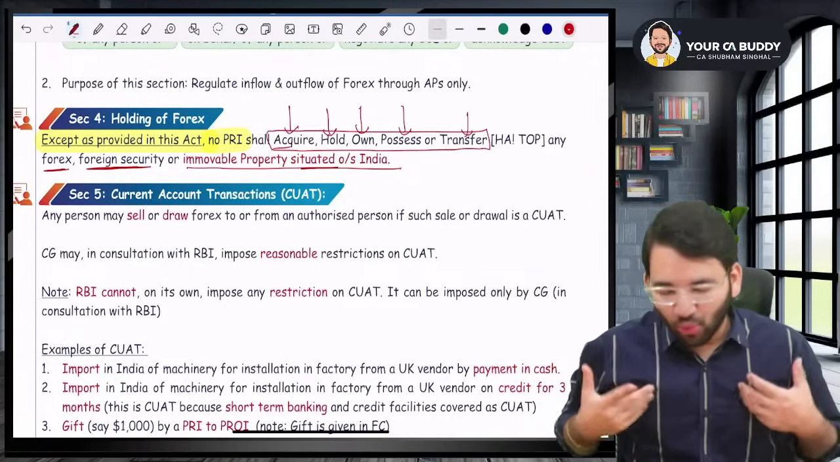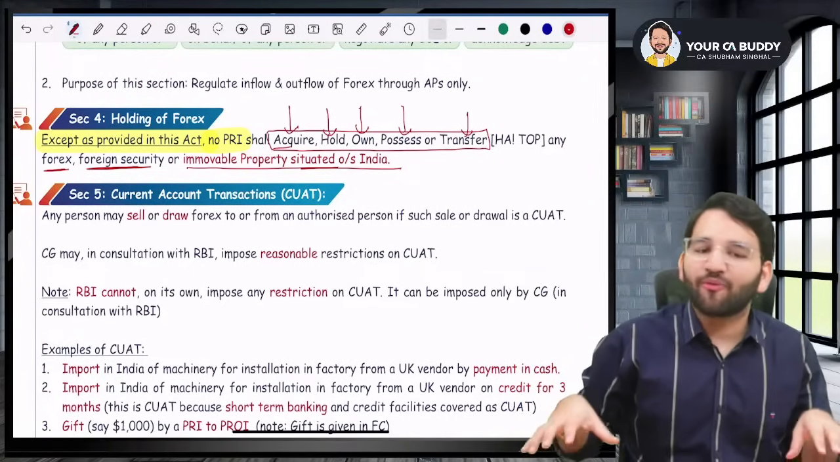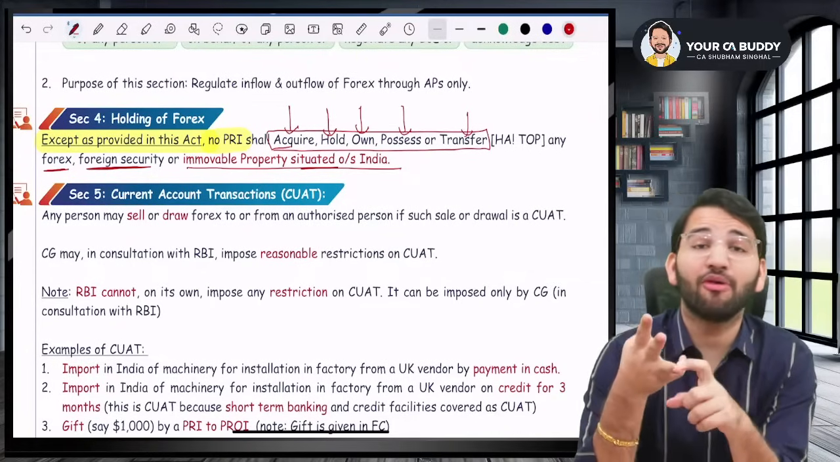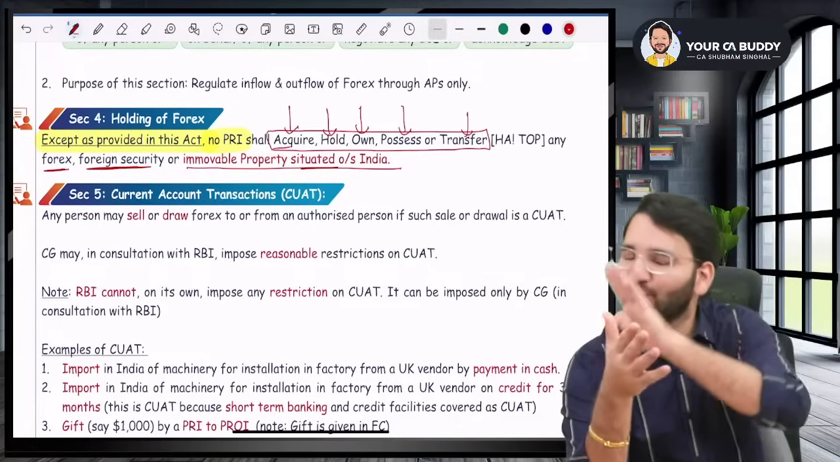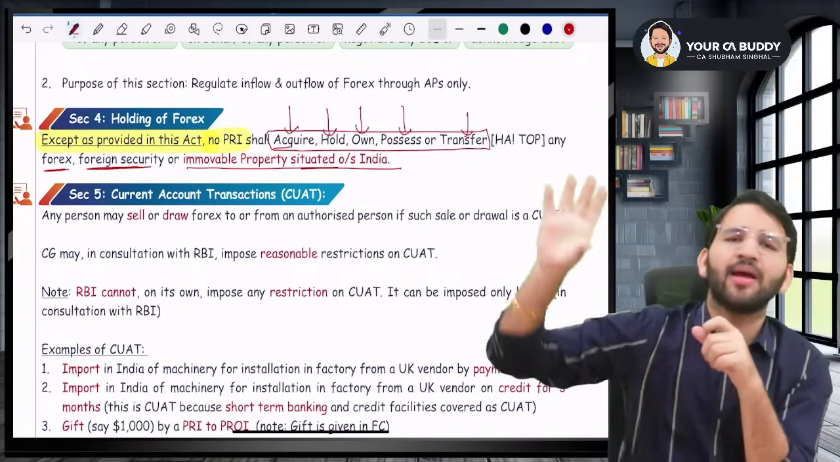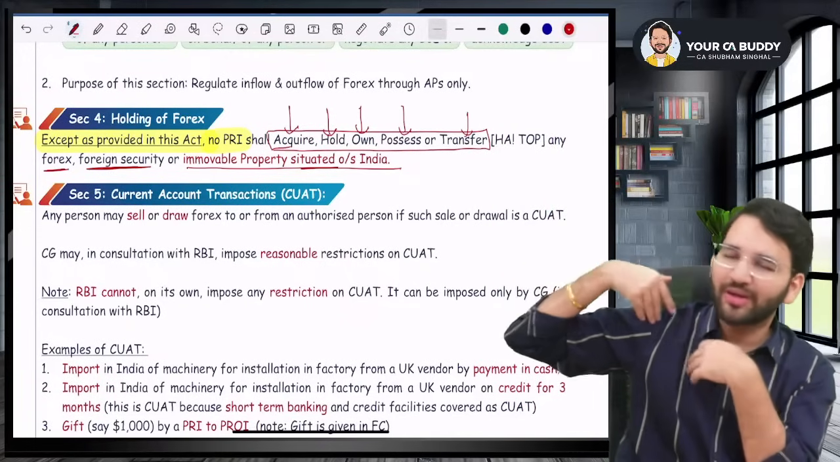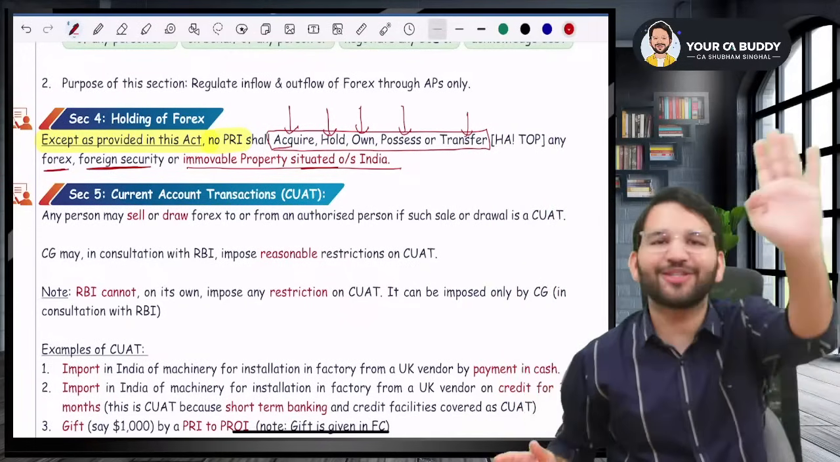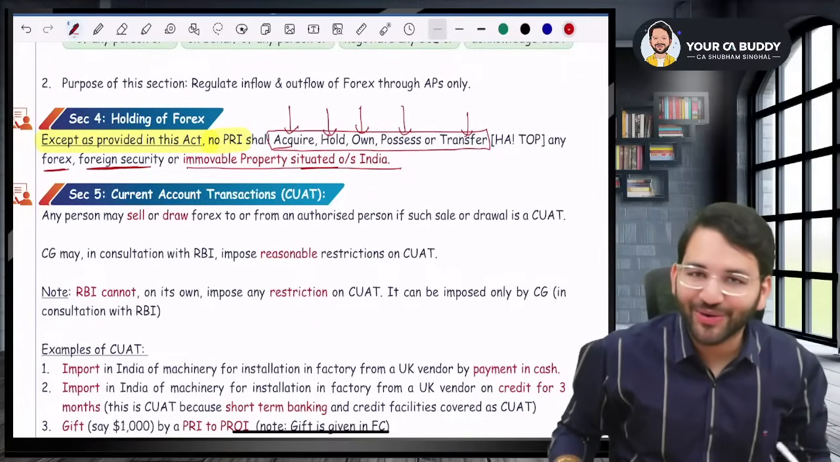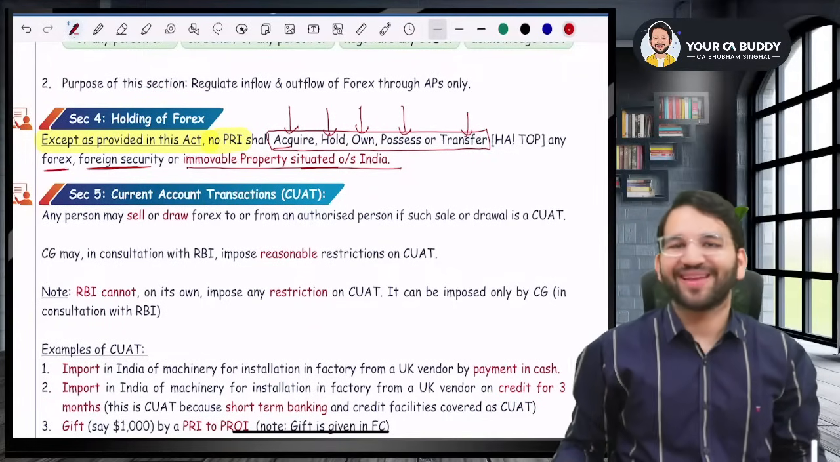Sir, only what we allow, that you can do. But apart from that, if you want to buy foreign exchange, foreign security, or immovable property outside India, you cannot do it except as provided in this act. So basically, we are saying that whatever we are telling you in this act, only that much investment you can do. Apart from that, you cannot do anything. Are you with me? Yes, sir.